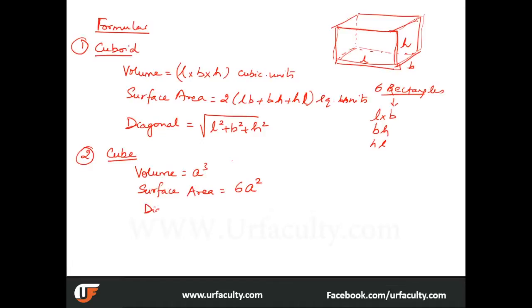And what about the diagonal? We know that the diagonal of a square is A root 2. So diagonal of a cube is equal to A root 3. I hope you'll be able to remember this, because these are the formulas that will be used. For any questions on volume and surface area, if you get the shapes right, then the next step is just to apply the formula.